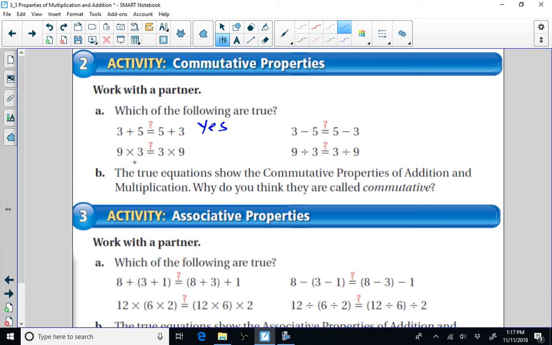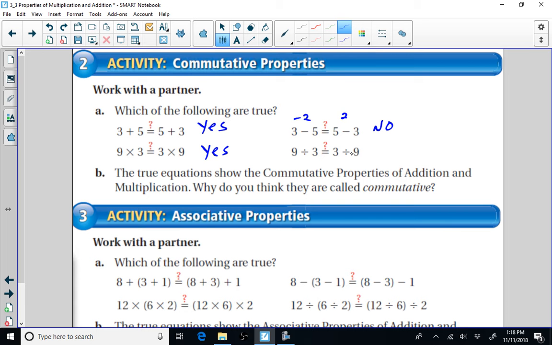Let's see if it works for multiplication. 9 times 3, that's 27. 3 times 9 is 27. So this is also a true statement, right? The answer to that is yes. Let's see if it works for subtraction. 3 minus 5. Well, that's a negative number. If you take 5 away from 3, you actually get negative 2. 5 minus 3 is positive 2. Negative 2 does not equal positive 2, so the answer to that is no.